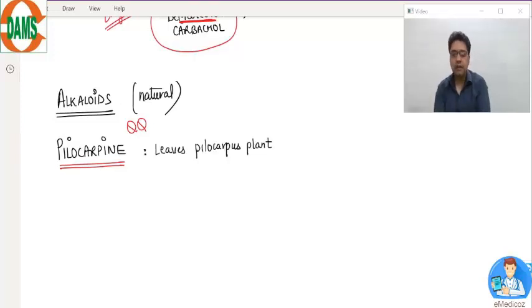It is obtained from the leaves of Pilocarpus plant. Bethanechol and carbachol, they are resistant. They are simply excreted out in urine. Now, they are obtained from leaves of Pilocarpus plant.